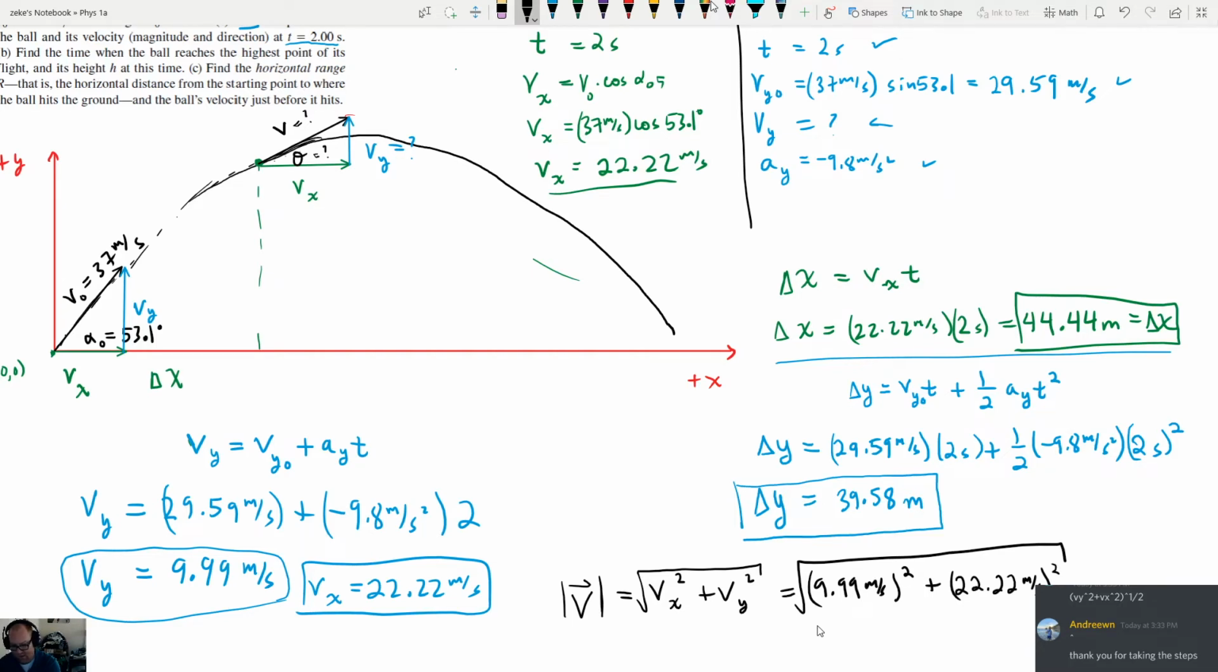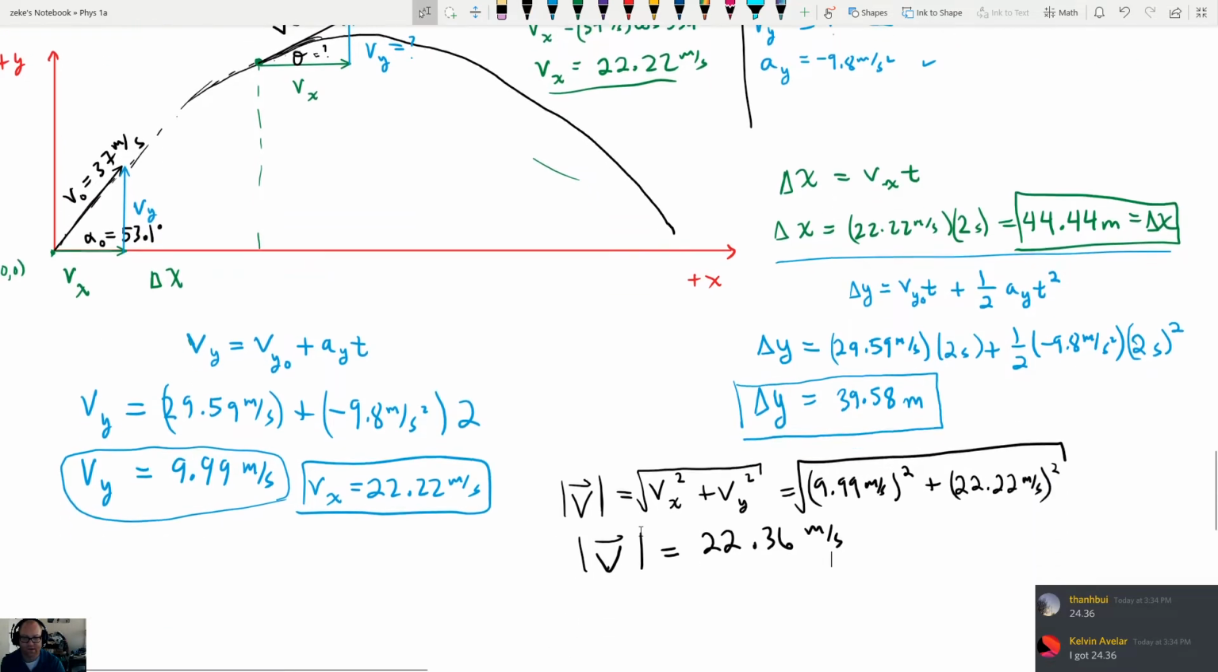Okay, so we do that squared plus 22.22 squared. Take the square root of all that. What'd you guys get? 24.36, I agree. So that's the magnitude of the velocity. I'll scroll down as soon as I finish writing this. Okay, and then what about finding the angle right there?